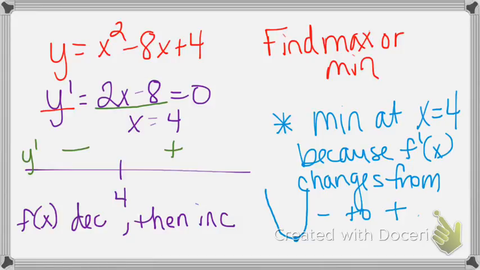Because if f prime changed from positive to negative, then f of x would be increasing and then decreasing, which would indicate a maximum. And there's not one of those in this particular problem.